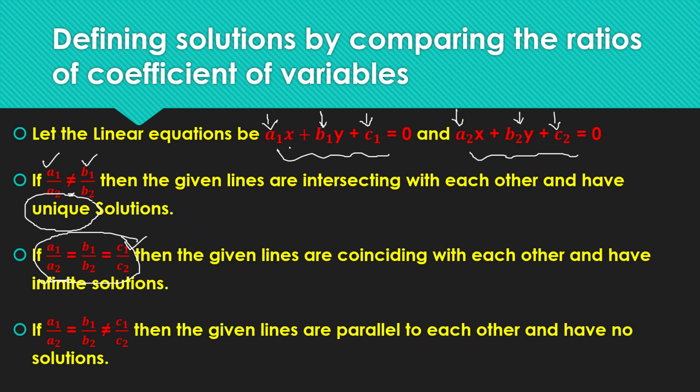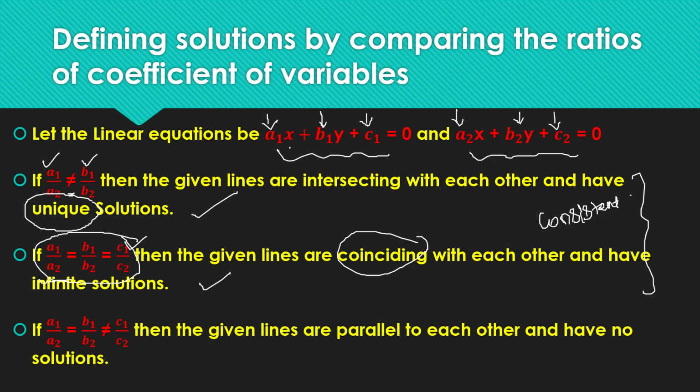what is the meaning? Those two lines are going to coincide with each other, so you will have infinite solutions. So in the first case you will have a solution, and in the second case also you will have a solution, but in the first case you can define it because it's a unique solution. In the second case you cannot define it because it's an infinite solution. So whenever these two categories come, you can say these two lines are consistent.